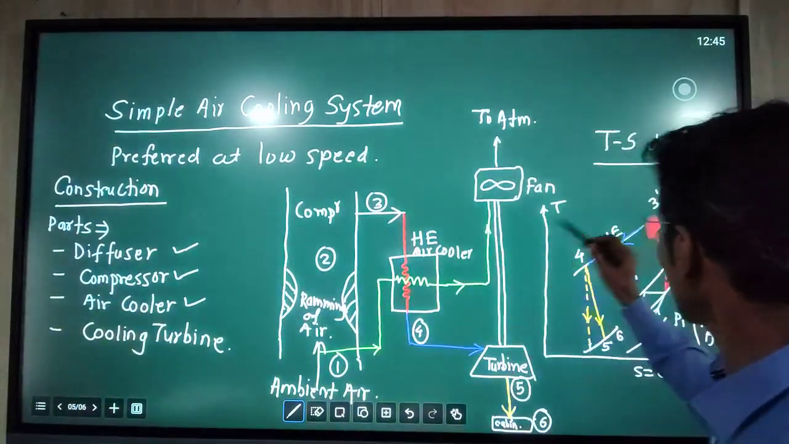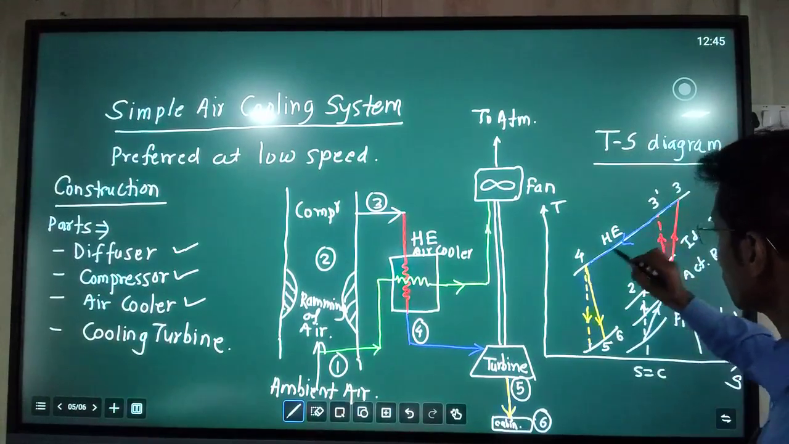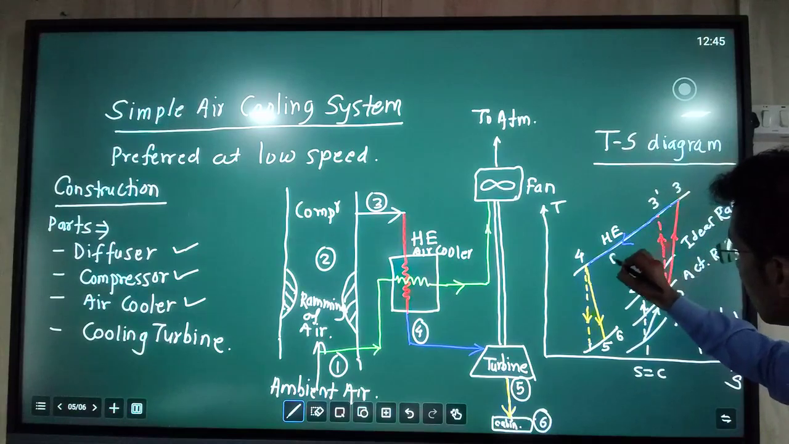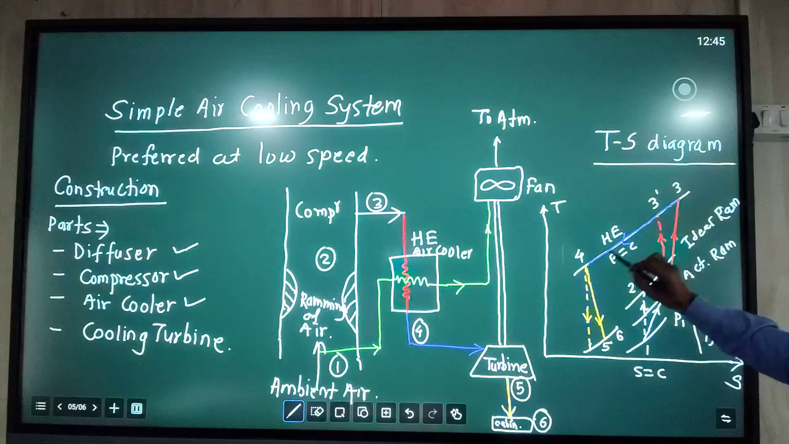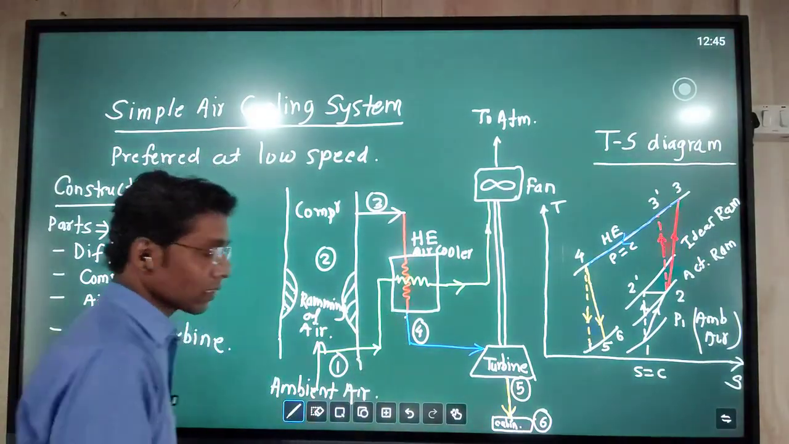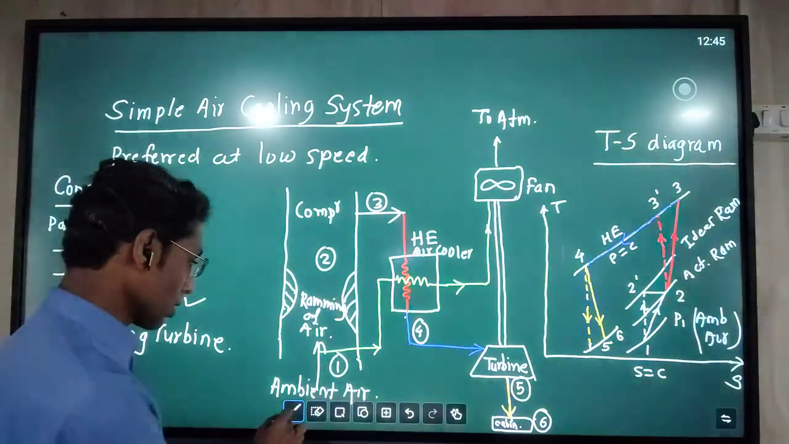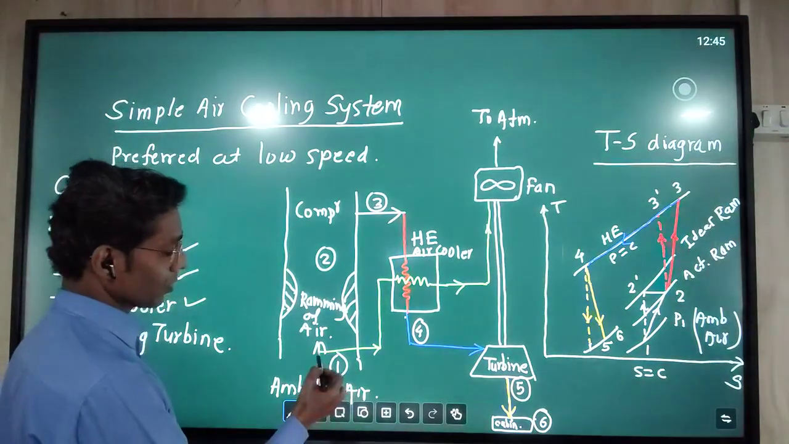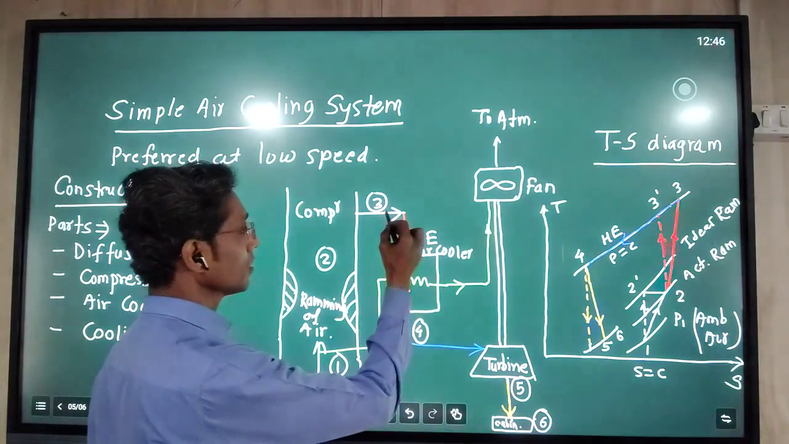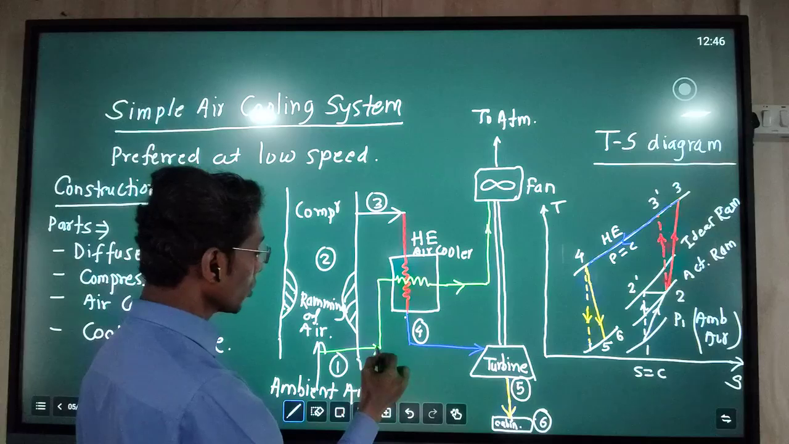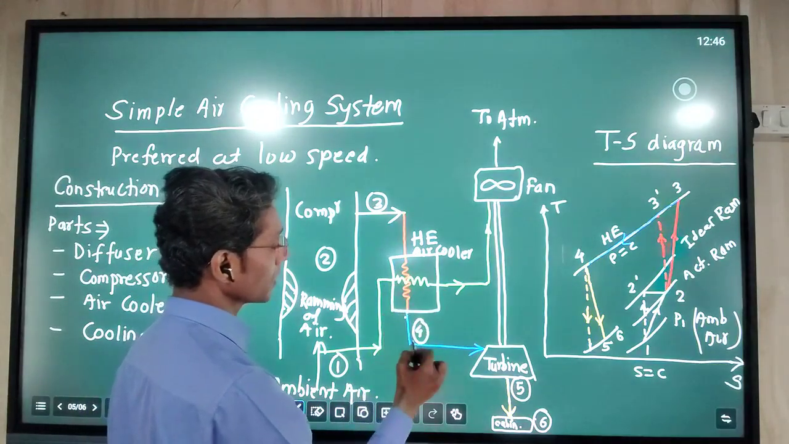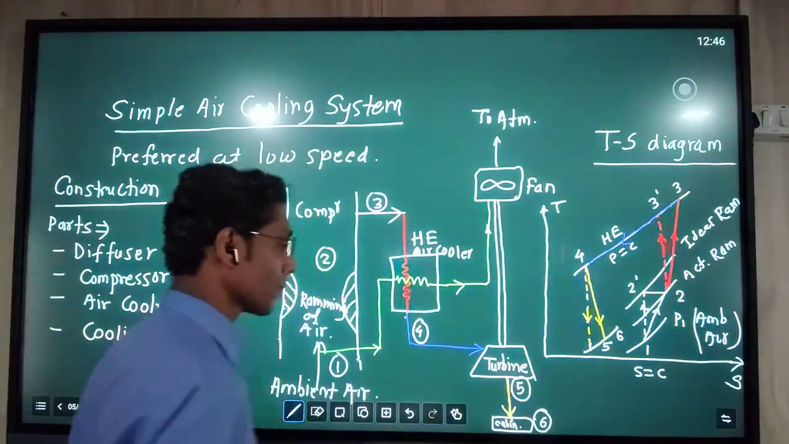This air cooler reduces the temperature of air from point 3 to point 4. This is obviously a constant pressure process, where heat rejection takes place at constant pressure. So pressures P3 and P4 are the same. The cooling air is taken from the main ambient air, because this air is normally cold. This air is bypassed and passed through the heat exchanger. When the hot stream from the compressor and the cold stream from the bypassed air come across, the air coming out gets cooled. So from 3 to 4, in this way the temperature of air is reduced.